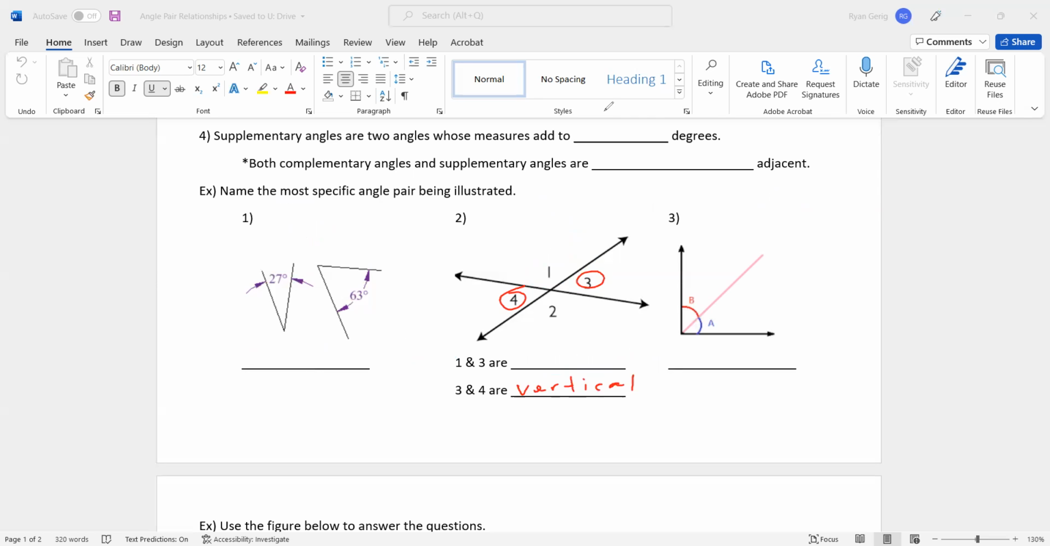Last one, number 3. A lot of people are going to look at that and say complementary because it looks like a right angle. There's nothing on here that says it's a right angle. So I cannot say that that's complementary. What I can say is that those two angles are right next to each other. So the most I can say about this one is that those two angles are adjacent. If I had a right angle here, then I would say complementary.